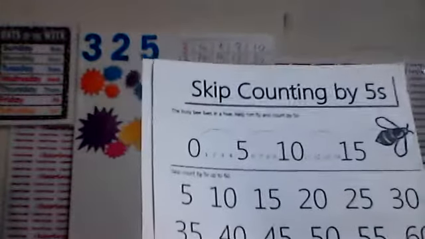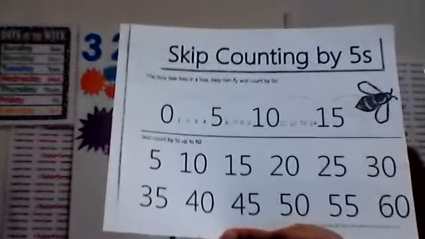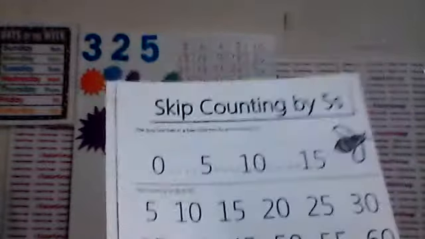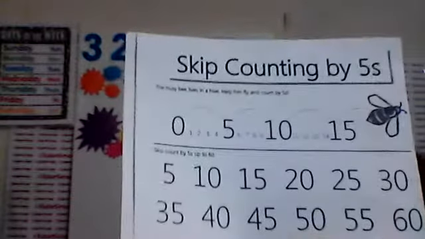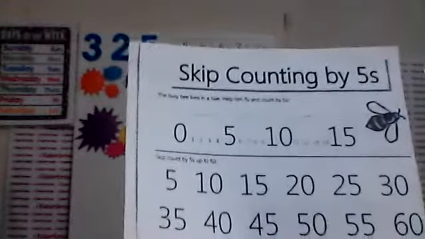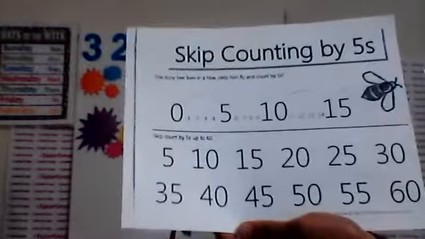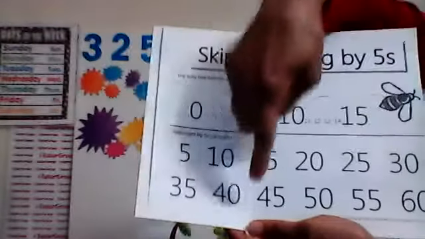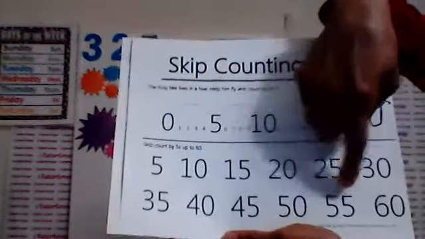So if you're not following that pattern, then you know that you're not skipping appropriately or correctly. So remember 5, 0, 5, 0, 5, 0. All right, so it's 5, 10, 15, 20, 25, 30, 35, 40, 45, 50, 55, 60, and so on.